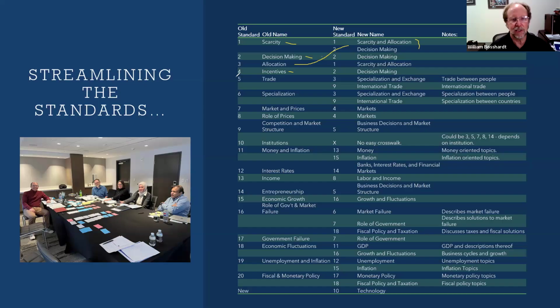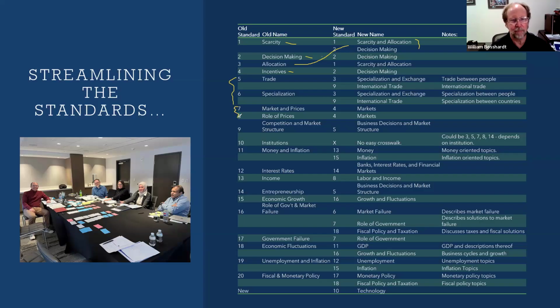Then you can see here, the old standards were trade and specialization. Once again, the old standards had trade between people and individuals and international trade in the same standards, and we divided them up. So you can see 5 and 6 were divided into 3 and 9, basically trade between people and trade between countries. Once again, I'll talk about that in just a bit.